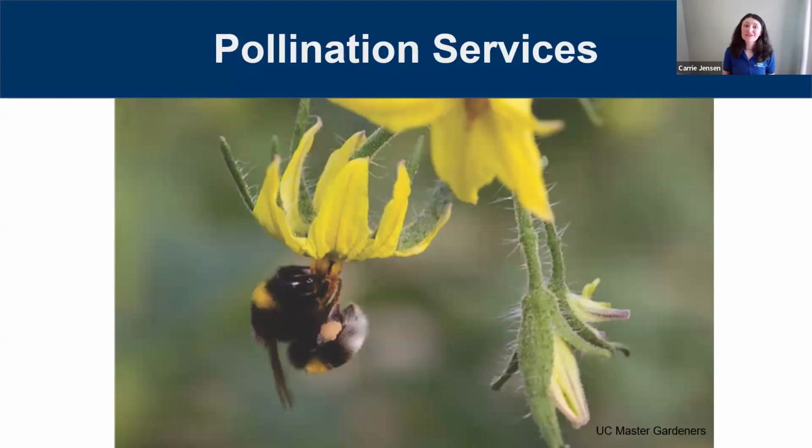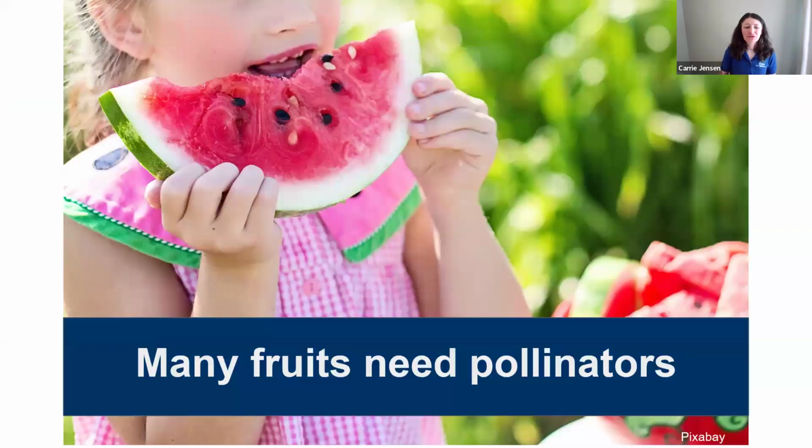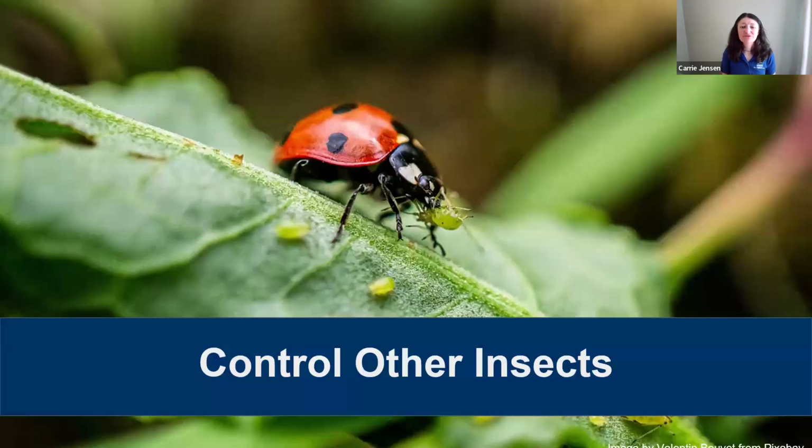Insects also, pretty obviously, provide pollination services. It's really important for providing our food. Many of our fruits need pollinators, including watermelon. And one of my favorites to point out to people is chocolate. If we didn't have pollinators, we would not have chocolate, and that would be a very bad day. So we need to protect our pollinators, and they provide such a good service to us for our food production. And then the main topic we're talking about today, why we need insects, is because they are great at controlling other insects.